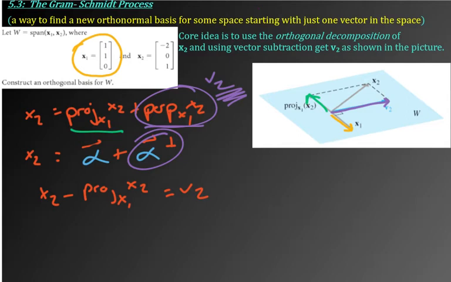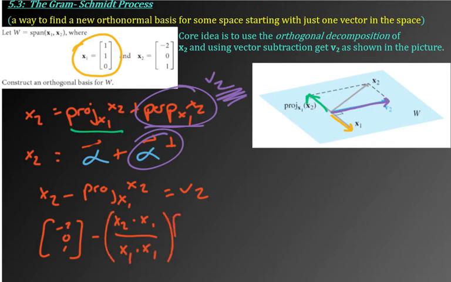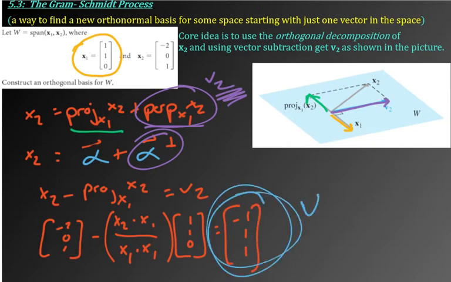So if you do the projection of x2 onto x1, you take x2, which is negative 2, 0, 1, minus x2 dotted with x1 over x1 dotted with x1, and then that thing times x1, which is 1, 1, 0. If you do that out, you will get negative 1, 1, 1. And so this vector is v2.